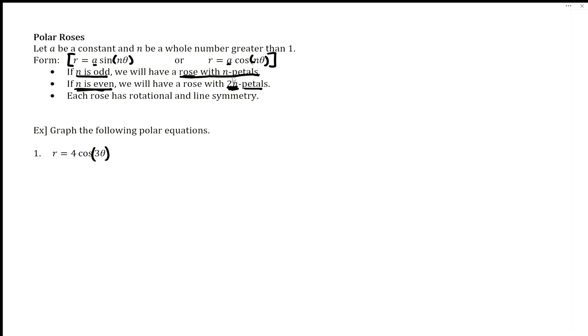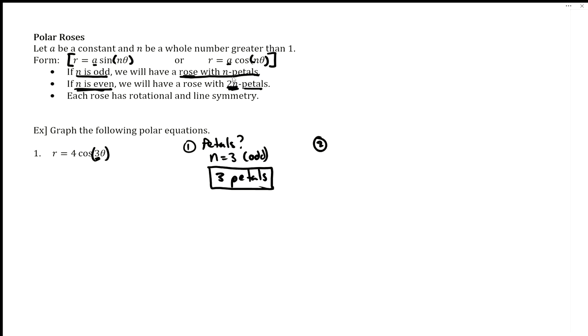All right, so to graph these problems, let's first break it down. So let's see what all this means. In this first problem, we want to know the number of petals. Well, we look at the n. So the n is 3. That's odd, so that means we have that exact number of petals. We'll have 3 petals of a rose.